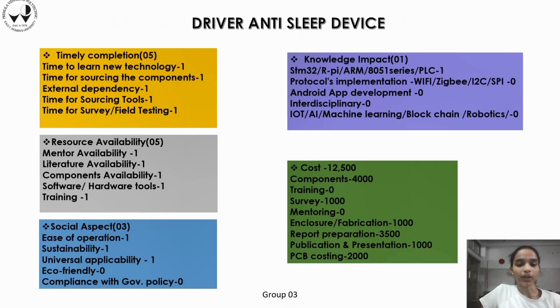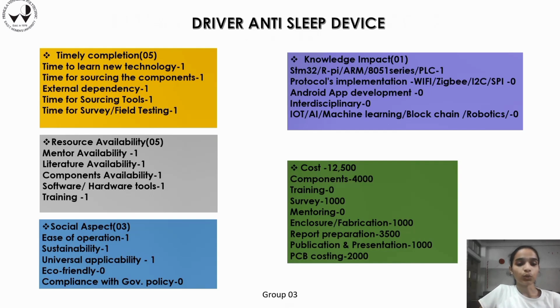Time for sourcing the components. If the components are available in local areas, we have to give it 1, otherwise we have to give it 0. External dependency. In this project, if we want some third party to make this project, we have to give it 0. If we don't want it, we have to give it 1.